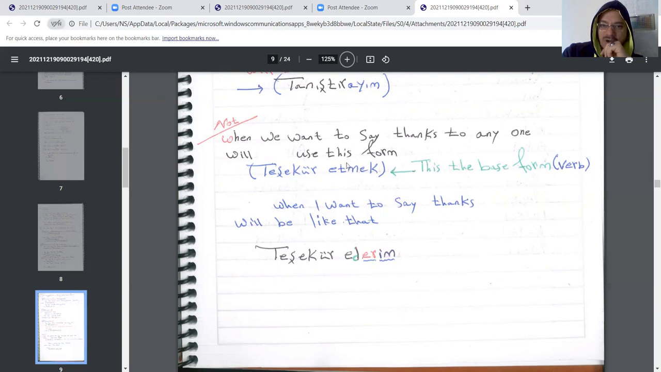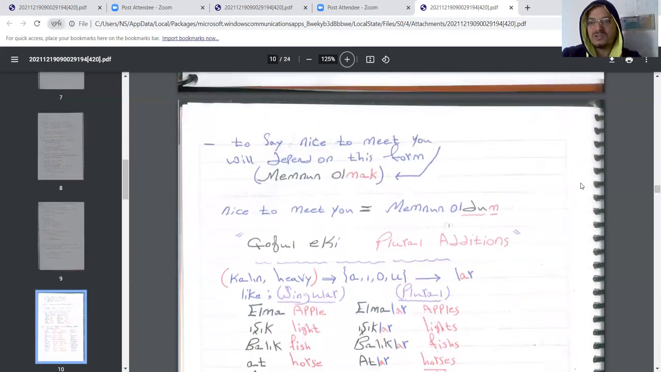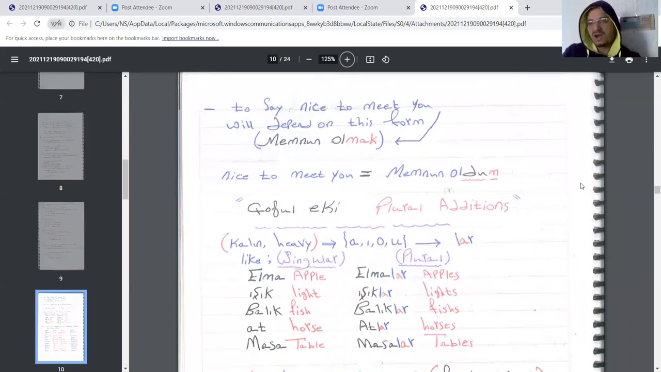And we will discuss YTBD and all of these additions in the next lectures, because it's something like an advanced level compared with now. Because of that, we will take this form like that. Thank you, that means teşekkür ederim. To say nice to meet you, after I introduce myself, or let's introduce to this another group, how can we say nice to meet you? It depends on this base form, memnun olmak.